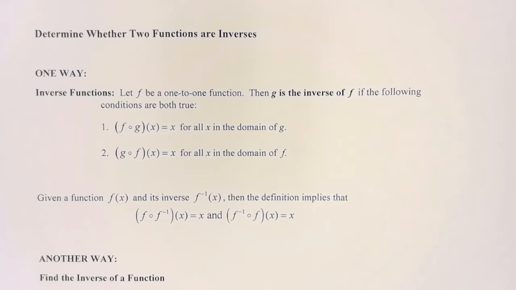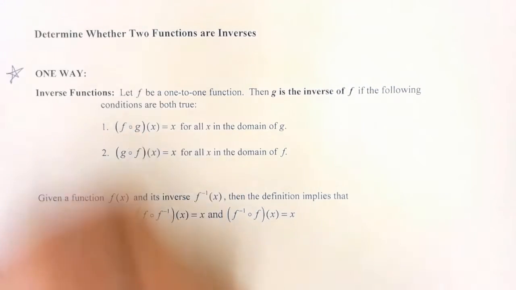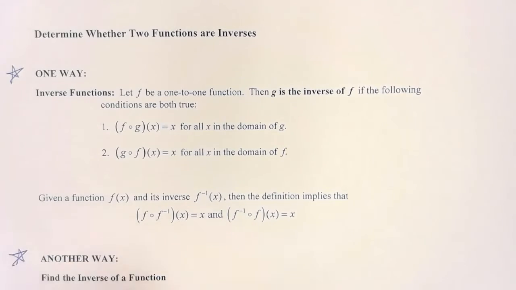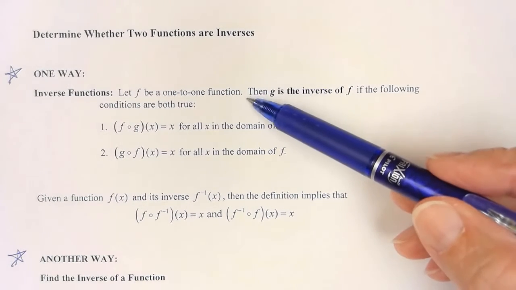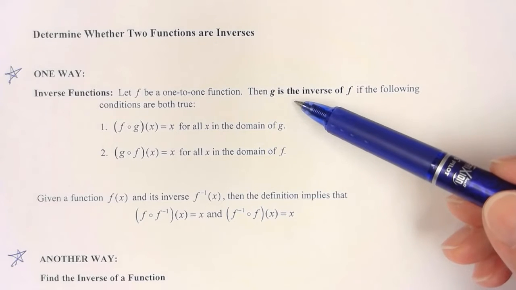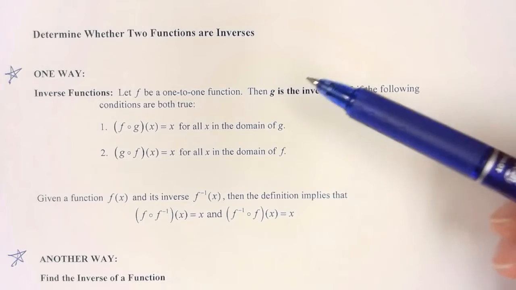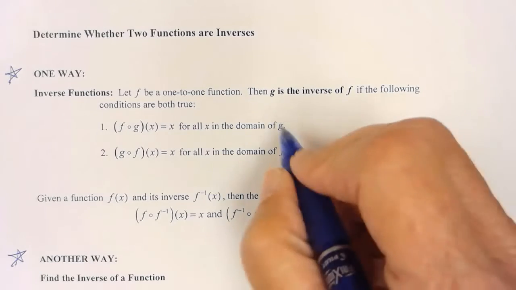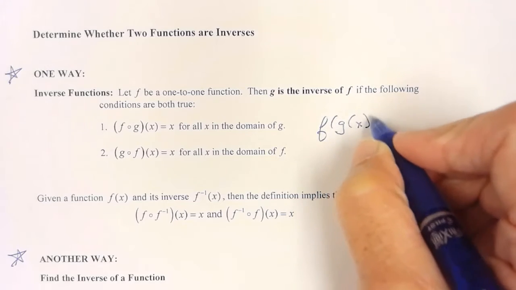In this particular part, we're going to determine whether two functions are inverses. I've got two ways. This is one way. This is another way. One way, let f be a one-to-one function, then g is the inverse of f if the following conditions are true. Remember when we did composition? This one was f of g of x.